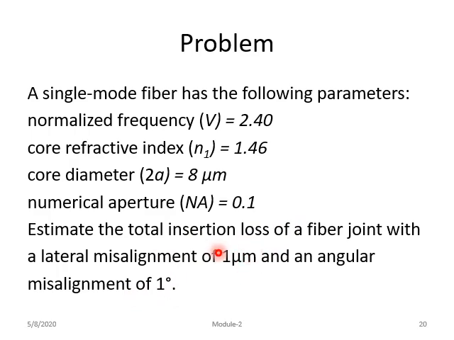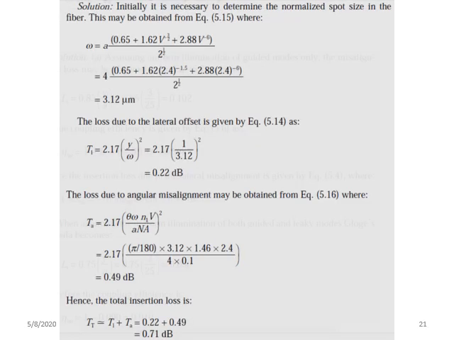So I have to calculate T1 because of this 1 micrometer, and TA with respect to the angular misalignment. The total loss in terms of T1 and TA needs to be considered. First I have to calculate the normalized spot size, as both require ω. ω can be obtained from the empirical equation, a into 0.65 and so on. V is given as 2.4, I just need to substitute and simplify to get ω. Then the loss with lateral offset y equal to 1 micrometer, substituting, gives T1 as 0.22 decibel.